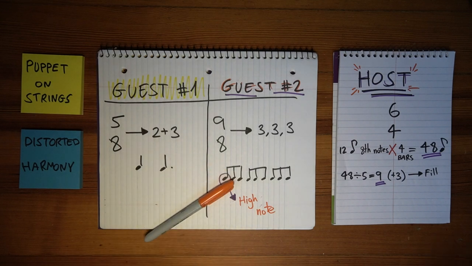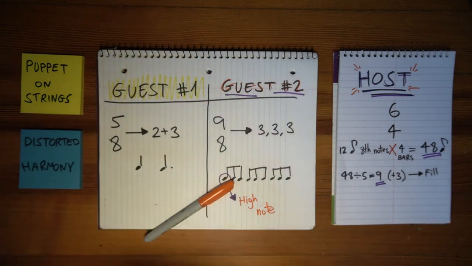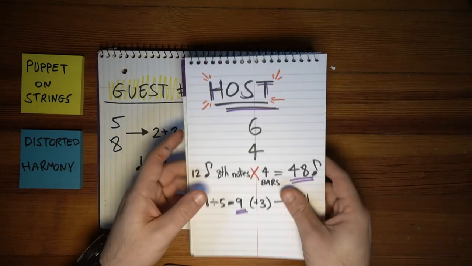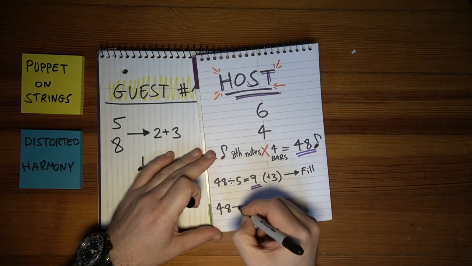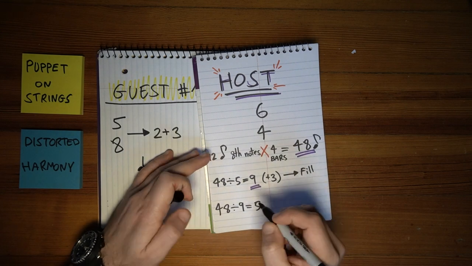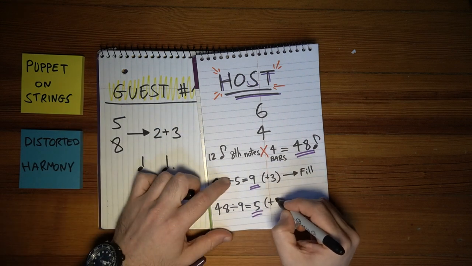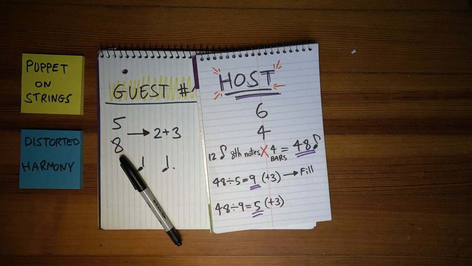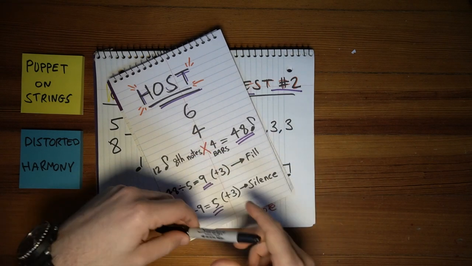The lower notes change according to the chords dictated by the host. Our total is still 48 eighth notes, and our new group is 9. So, kind of the opposite of guest number 1, we can fit 5 full phrases of 9, and we, again, have 3 beats left to fill up. In this case, these 3 beats are just silence.